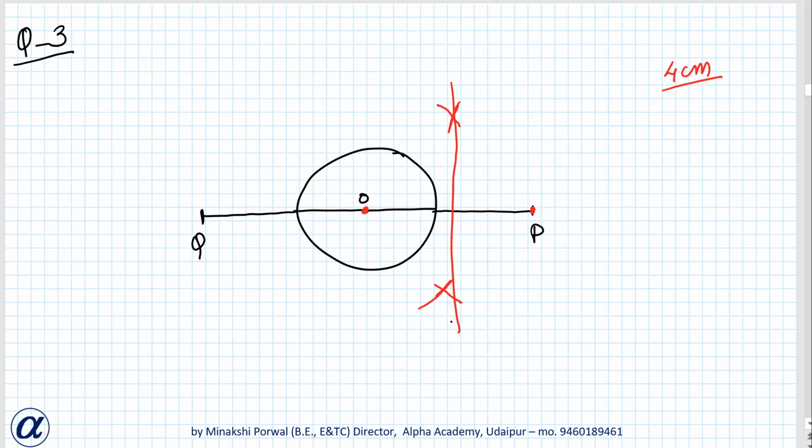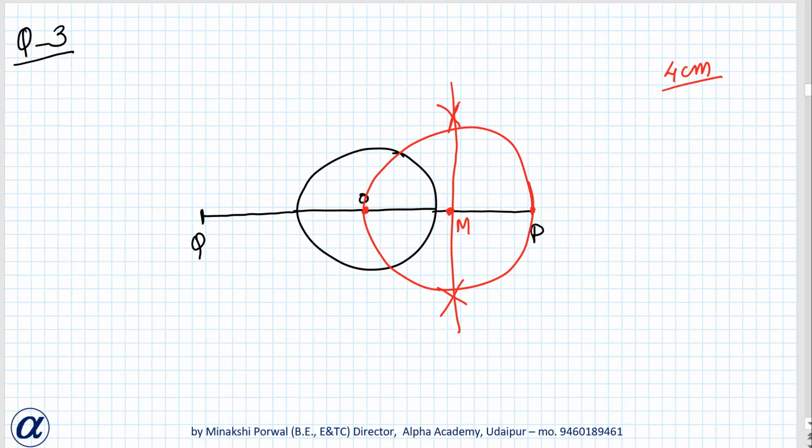Join these 2 points. Okay. After joining these 2 points, let this be M, with PM as radius and M as center. Draw a circle. Okay. So what we have done? We have obtained the perpendicular bisector of PO by taking more than half of PO on the compass.